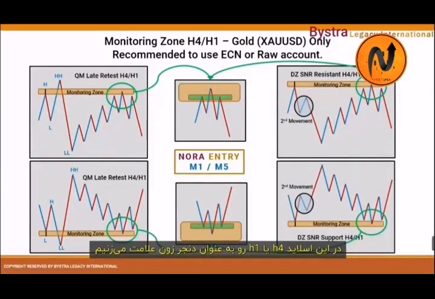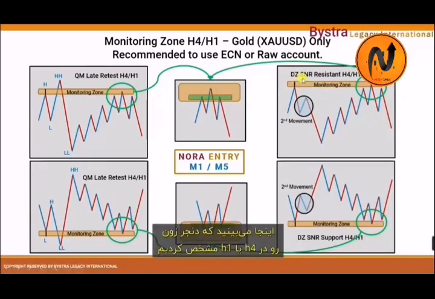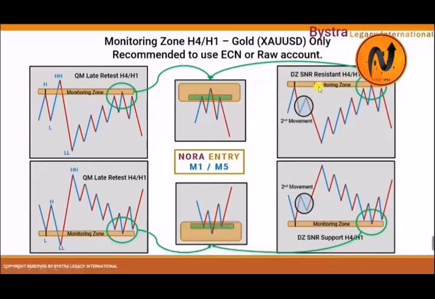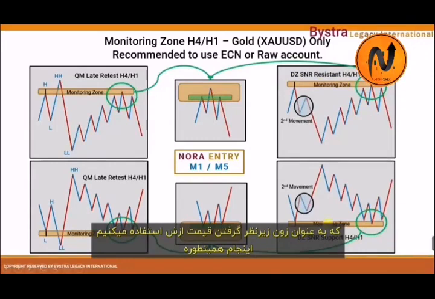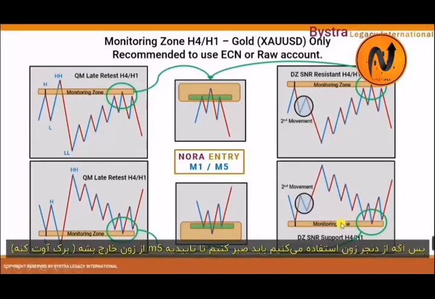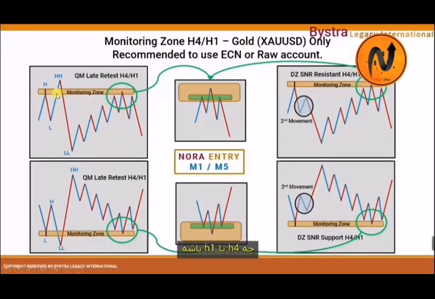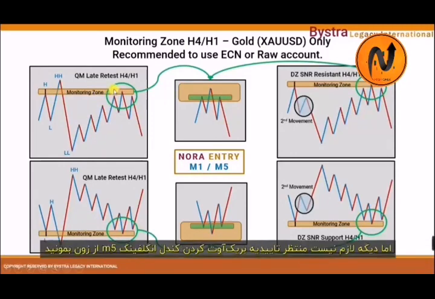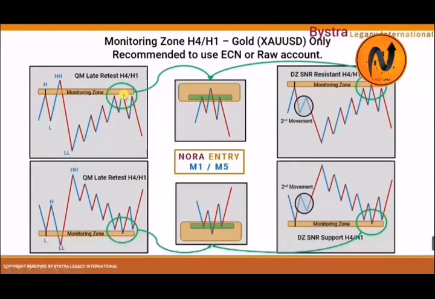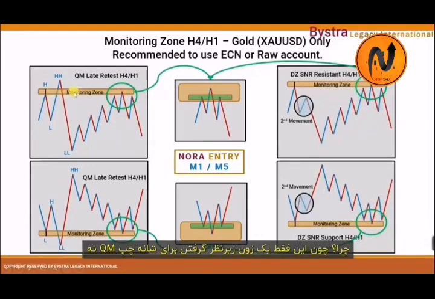Okay guys, in this slide we mark the H4 or the H1 as our danger zone SNR. Here you can see the danger zone SNR for H4, H1. We use it as a monitoring zone. If you're using the danger zone, then we need to wait for the M5 confirmation to break out of the zone. However, if you're using the QM leg retest, whether H4 or H1, it is a monitoring zone as well, but you do not need to wait for the M5 confirmation engulfing candle to break out of the zone, because this is just a monitoring zone for the QM left shoulder.